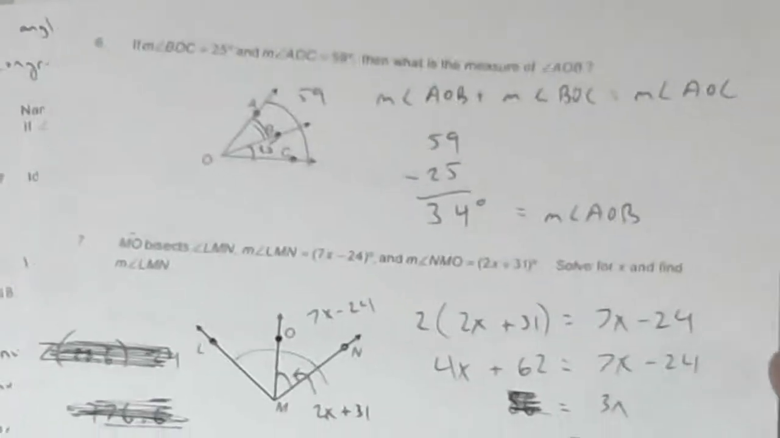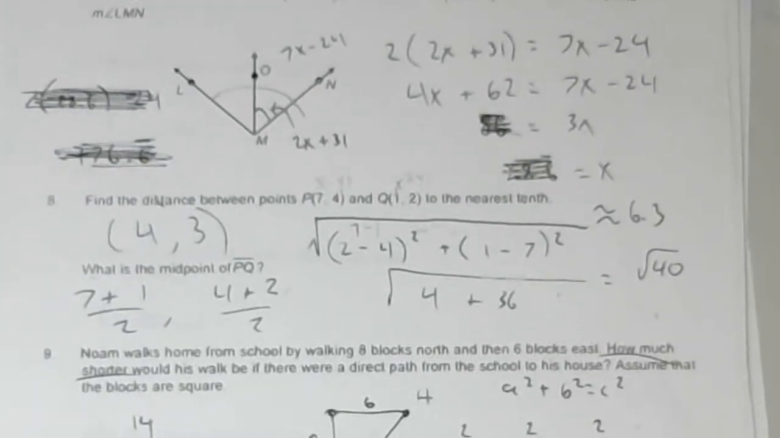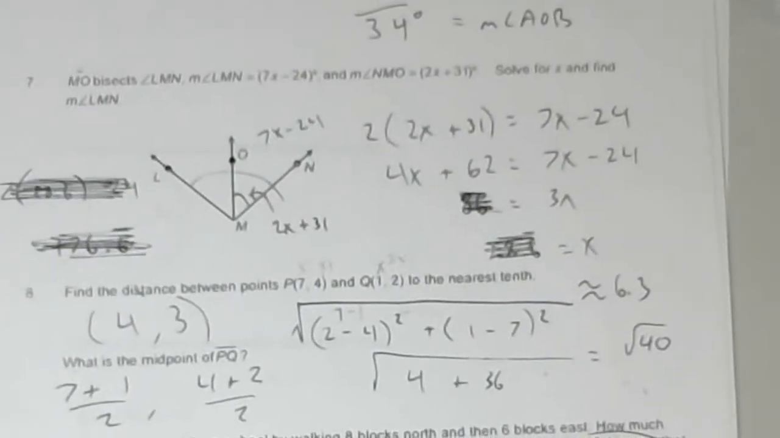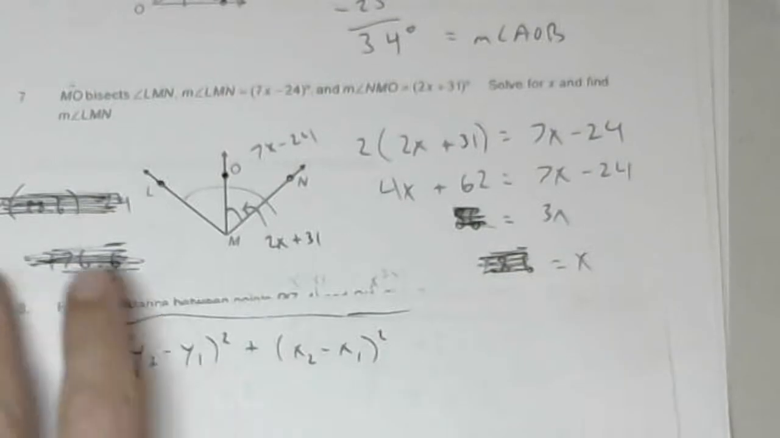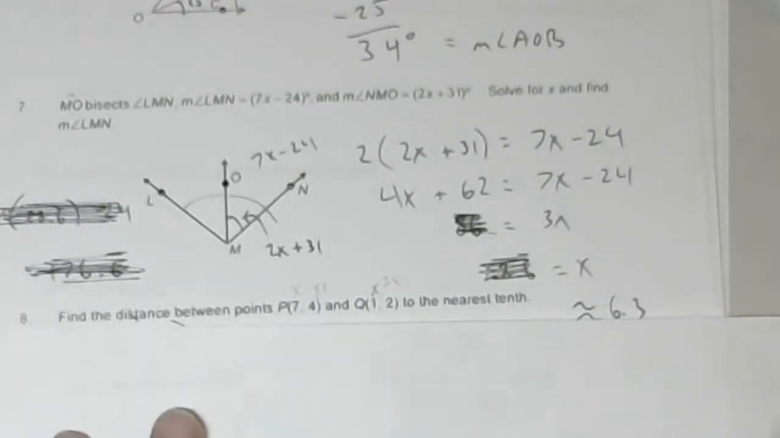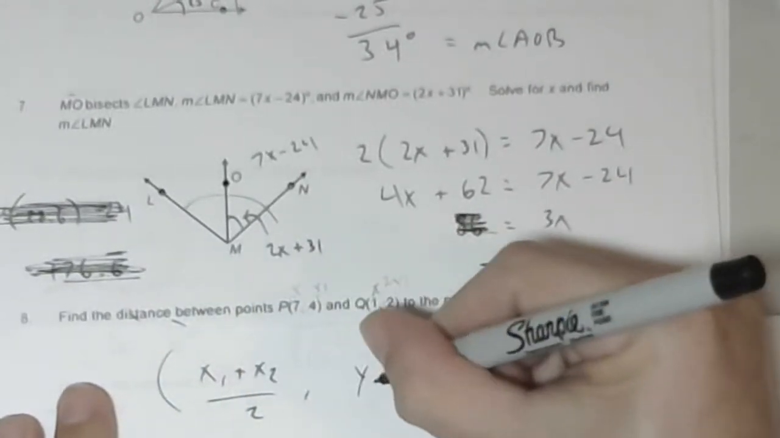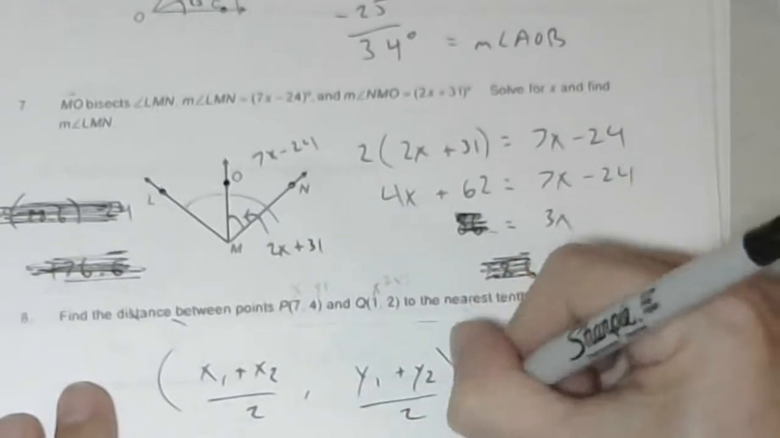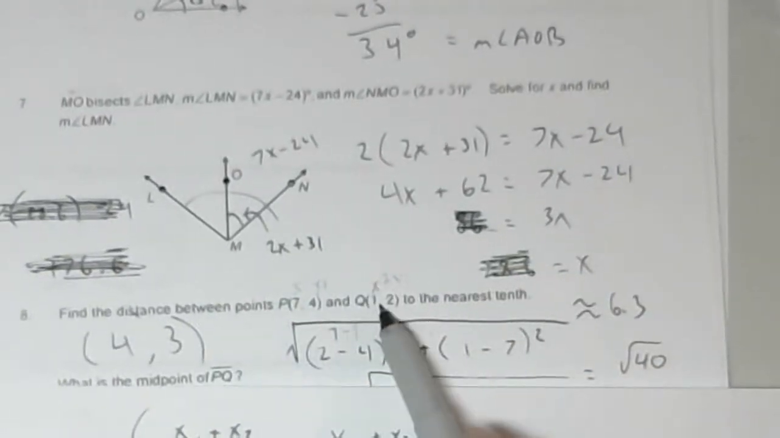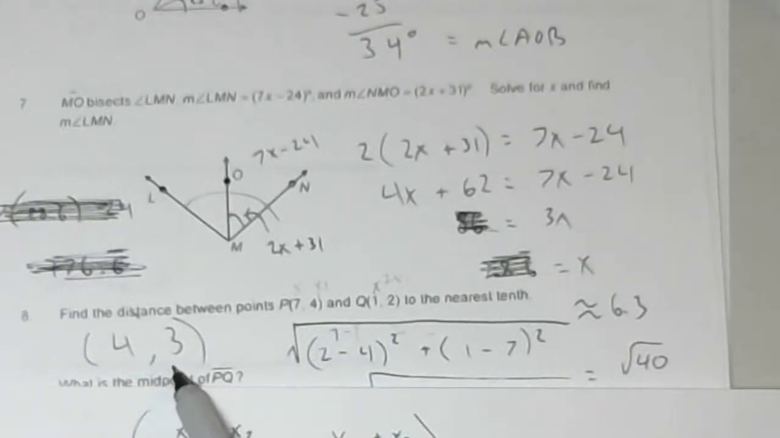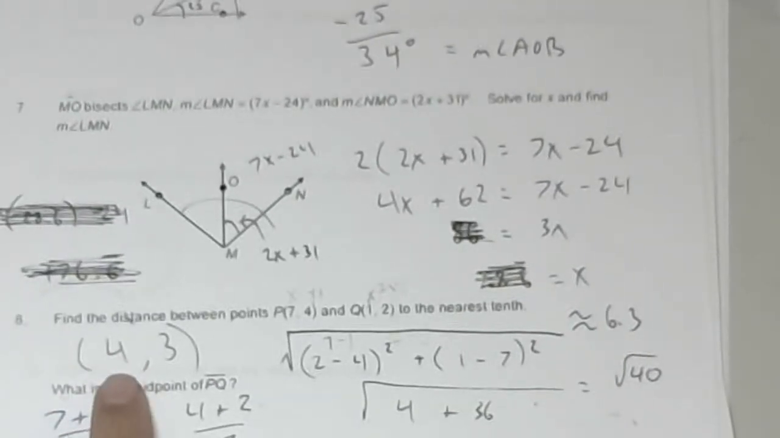Sorry about this. Oh, I missed one thing I wanted to show you. It also wants the midpoint between these two. And your midpoint formula is x1 plus x2 over 2, comma, y1 plus y2 over 2. So that's 7 plus 1, which is 8, divided by 2 is 4, comma, 4 plus 2 is 6, divided by 2 is 3. So it wants the midpoint, which is 4, 3. Sorry to back up over a question.